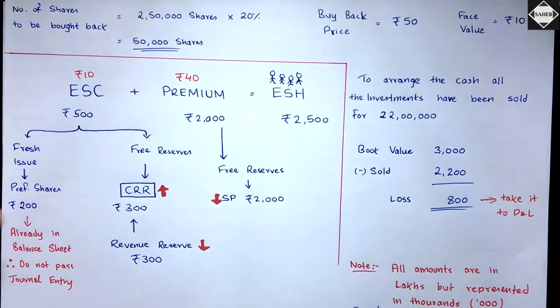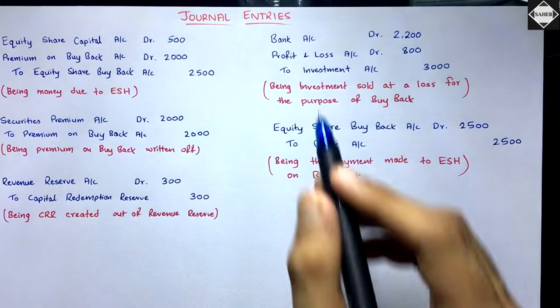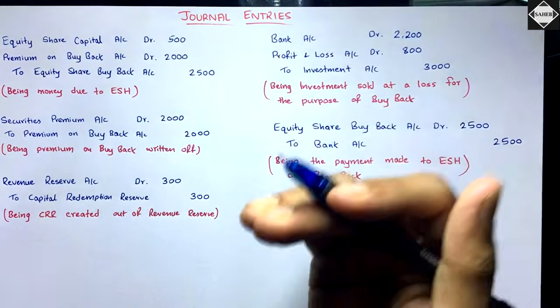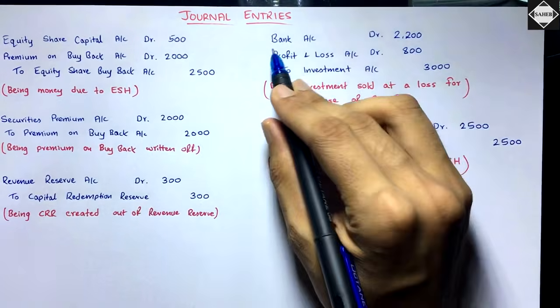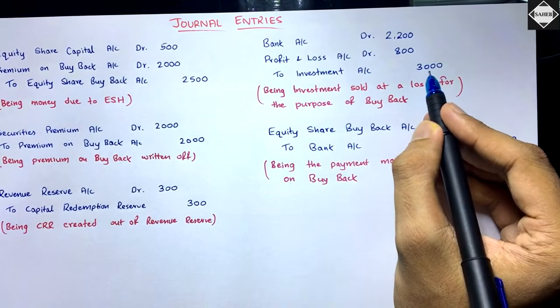We have to pass a journal entry for that. I've already told you. So see here, the entry is very simple. You have sold off the investment for 22 lakh. So you will receive how much? You will receive 22 lakh. Bank account debit 22 lakh. And then investment book value was 30 lakhs.